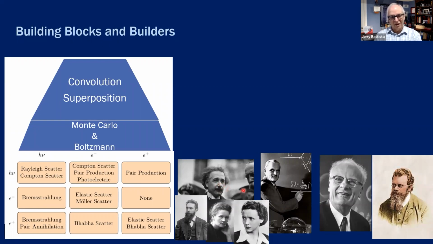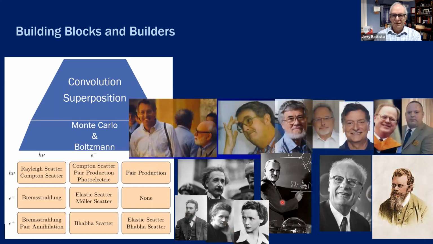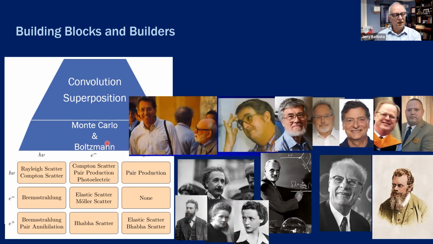So Albert's been involved, Röntgen obviously with the early X-rays, Marie Curie, the daughter Irene Curie, Arthur Compton, Hans Bethe, and here's Boltzmann, Ludwig Boltzmann. We'll talk about him later. Now, the implementation of Monte Carlo and Boltzmann methods came about because of these individuals. I'll only flag a few of them.